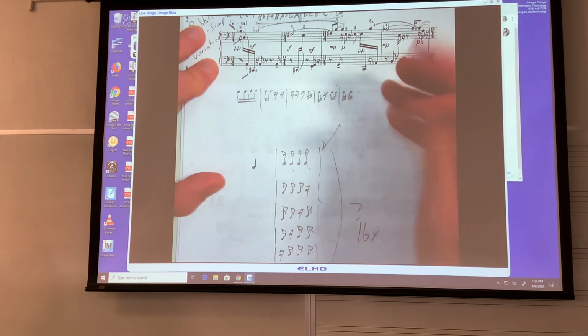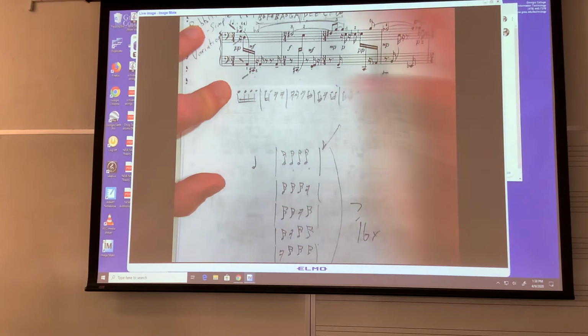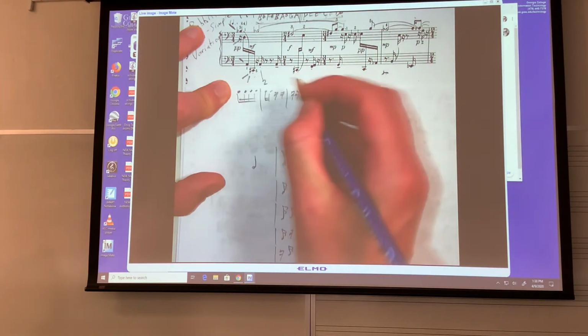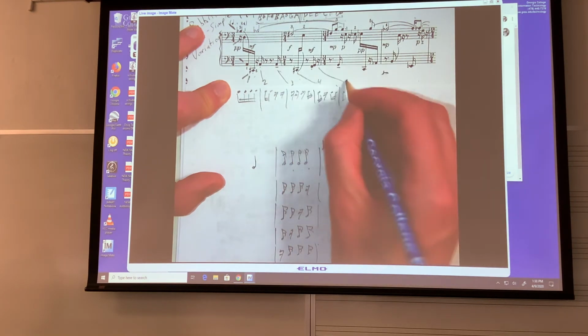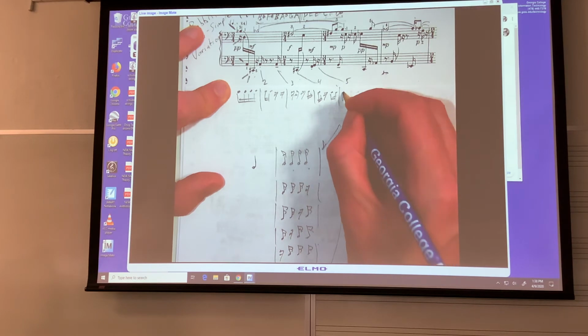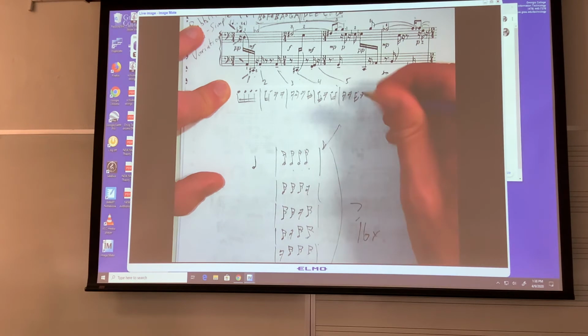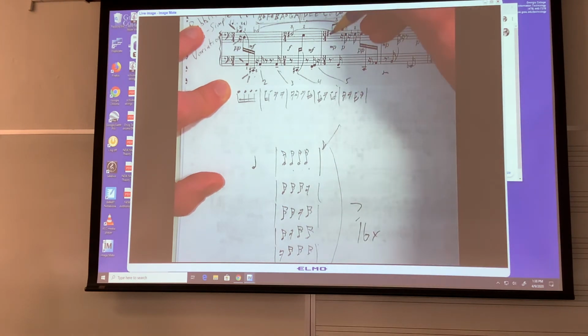I did this wrong. Okay, this is rest, rest, attack, rest. There we go. Then this is not an attack as it's tied over. So we have an 8th that's rest, and then we have an attack and attack. So this is rest, rest, attack, attack.